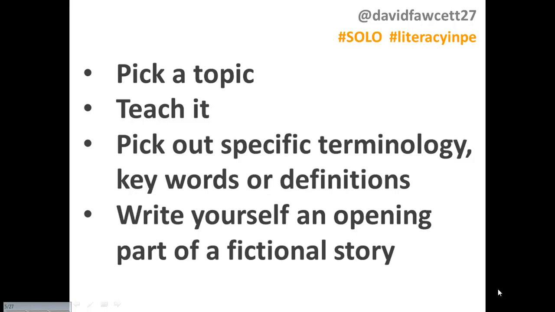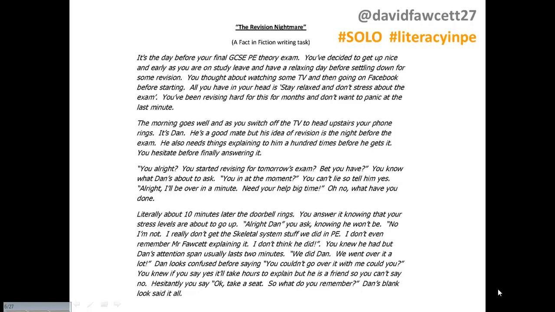You then go away and write yourself the opening of a story which you leave at a cliffhanger, and you share this with the students. This is an example of one that I did for a skeletal system task. It's called the revision nightmare, and a student is at home, it's the day before their PE exam, and they're just going to chill out the night before, maybe do a bit of revision, until they get a phone call from a friend in their class called Dan.